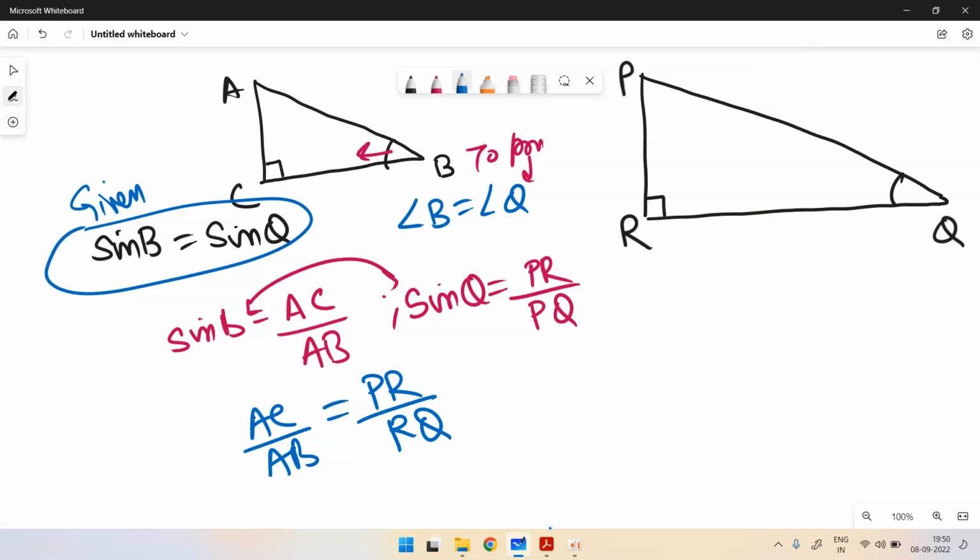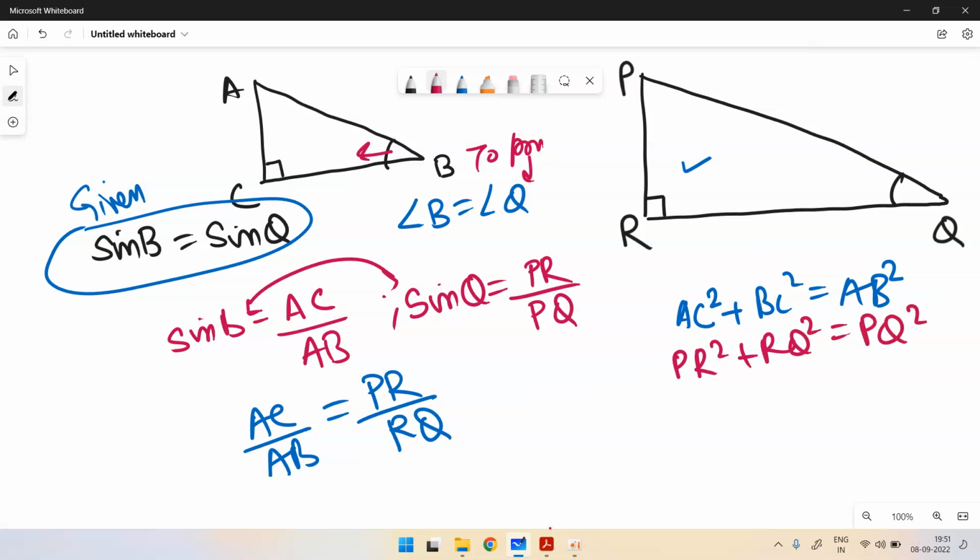Now you know that by applying Pythagoras theorem, AC square plus BC square equals AB square, and applying Pythagoras theorem here, PR square plus RQ square equals PQ square. Applying Pythagoras theorem.